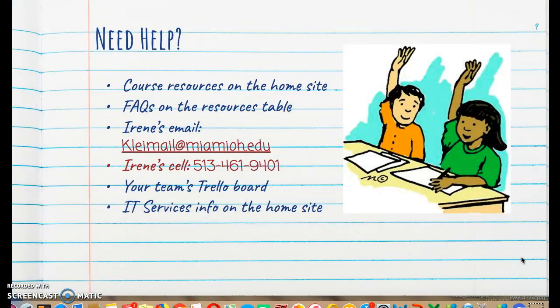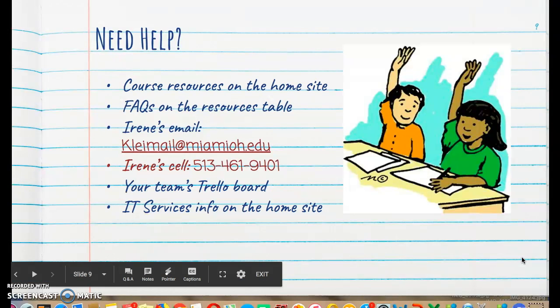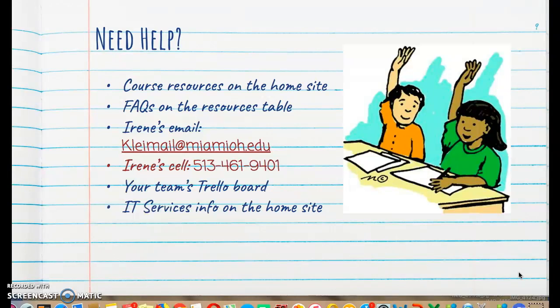If you need any help, please don't hesitate to reach out. There is a table for FAQs, which you can find on the home page. You may email me, and you may also call my cell phone. Your group will also have a Trello board, so you can seek out information from them as well.